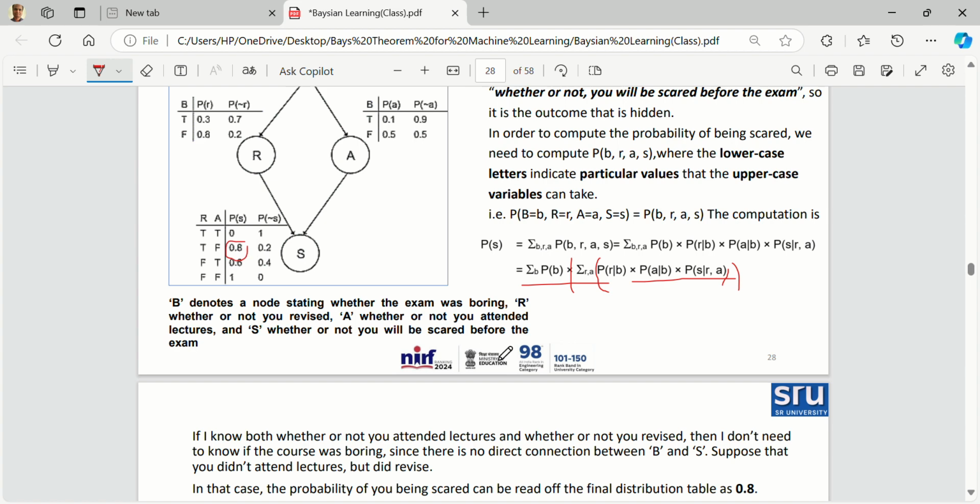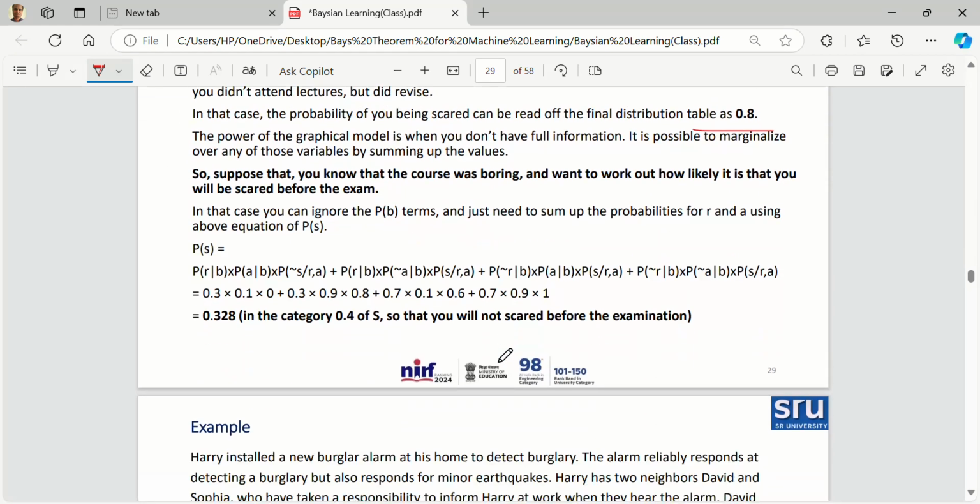I am going for the positive result, not negative. The power of the graphical model is that when you don't have full information, it is possible to marginalize over any of these variables by summing over the values. Suppose that we know that the course was boring and want to work out how likely it is that you will be scared of the exam.